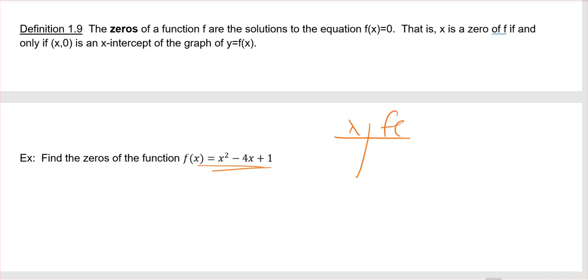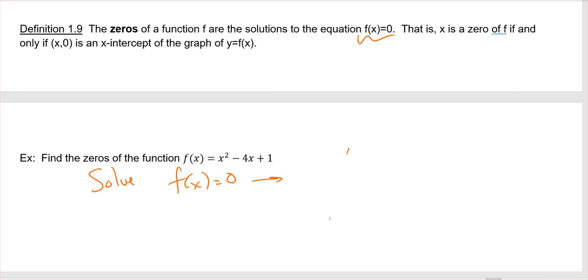make ourselves a little chart, and we could rattle through a bunch of x values, and then we find 0, and hey, there it is. But that's going to be such a big pain for you to do. Rather, we should just solve that equation. So we want to solve f of x equals 0. So here, we're just going to put in the function: x squared minus 4x plus 1 equals 0. And this is what we need to solve now.